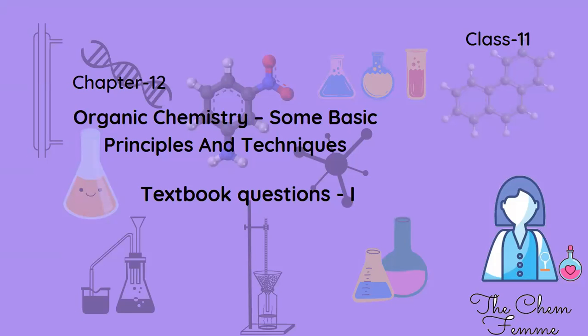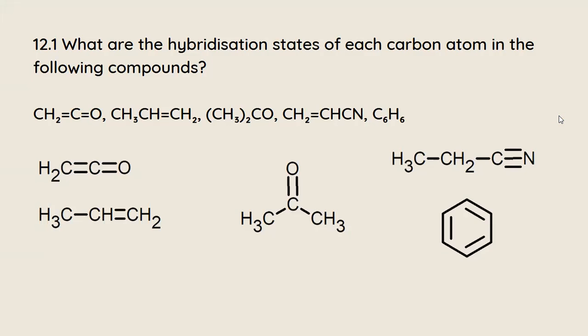In this video, we are going to be discussing the textbook questions for organic chemistry, some basic principles and techniques. So the first question: what are the hybridization states of each carbon atom in the following compound? We need to write down the hybridization state of each of the carbon atoms for the compounds, and this was discussed in the beginning of this chapter.